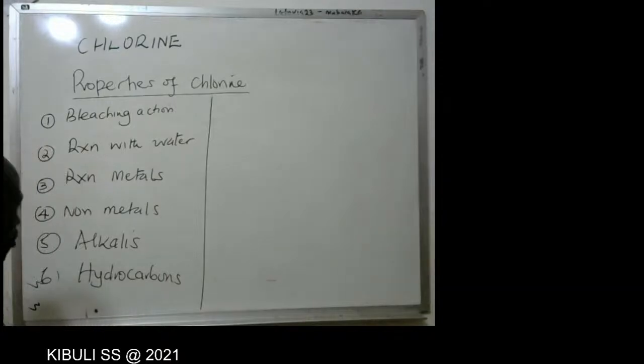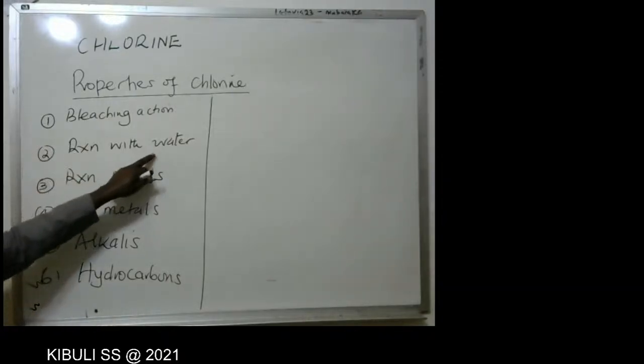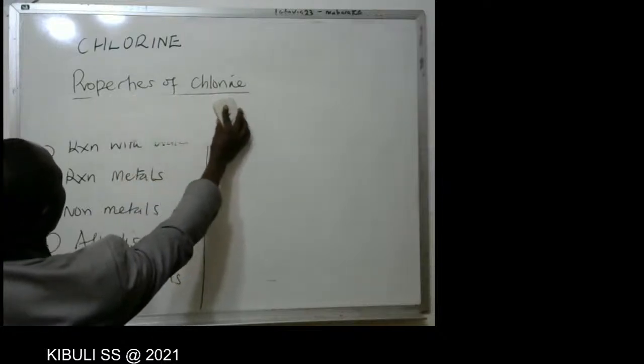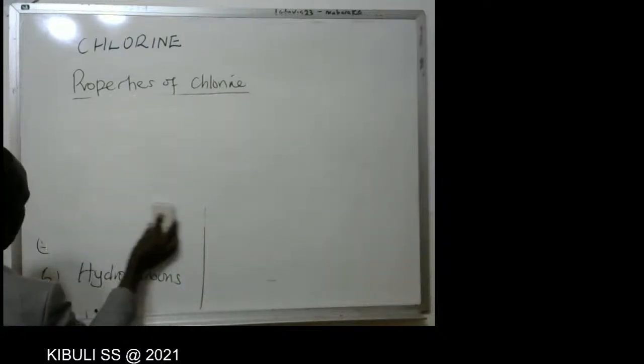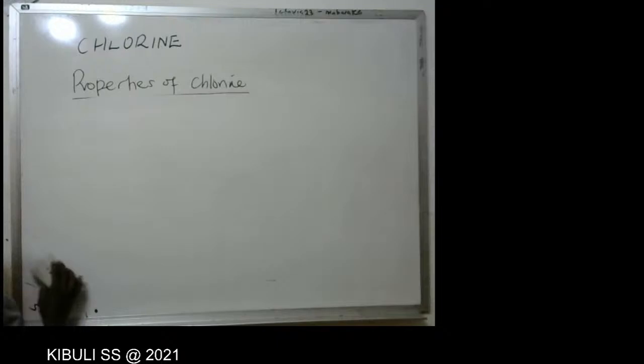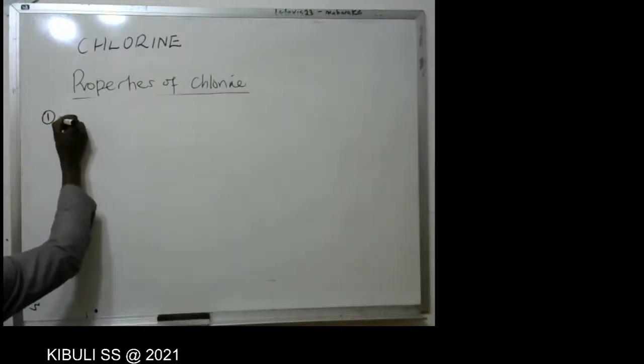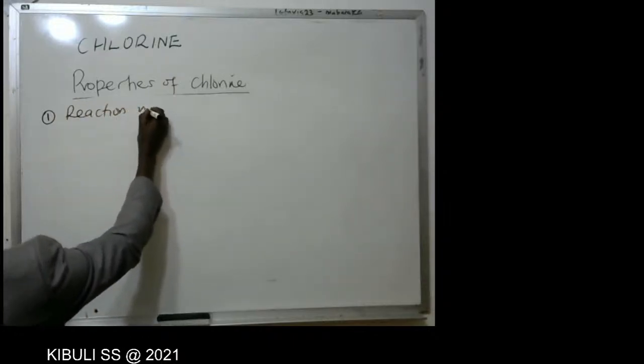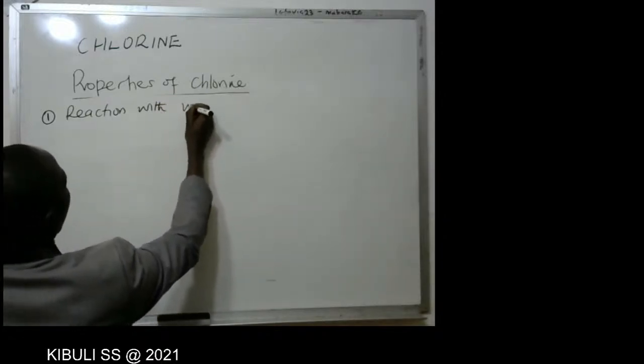So I want to pick out one reaction, which is a reaction with water that the teacher had started on, so that we conclude on this reaction, then proceed to other reactions. So let us begin to discuss the chemistry of chlorine and water. So let's look at the chemistry of chlorine and water. Number 1, reaction with water.